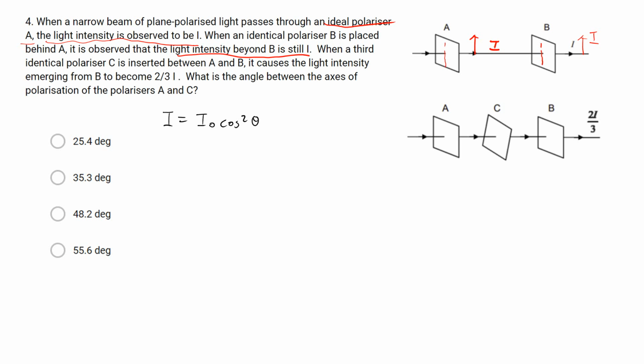So now let's come to the second situation. In the second situation, we still have A and B. But now we add another polarizer C in between A and B. And when this happens, it causes the light that emerges from B to have intensity of 2/3 I. Based on this result, the logical deduction must be that C has an axis of polarization that's different from A or B. Let's assume that C has an axis of polarization that is at an angle of theta to the vertical.